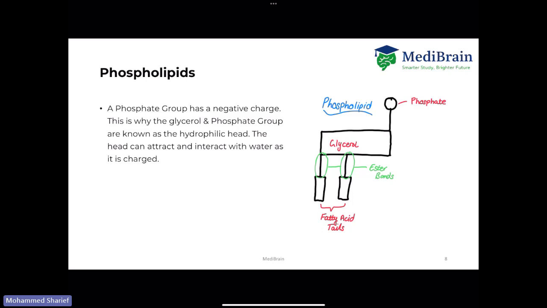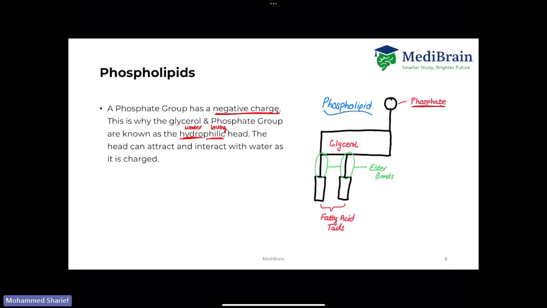Well, the phosphate group has a negative charge. Okay, it's not phosphorus, it's phosphate. And if it's phosphate, it's going to be charged. It has a negative charge. Okay, and that's why the glycerol and phosphate group are known as the hydrophilic head. Okay, now what does hydrophilic mean? Hydro means water. So we've got water there. And philic means basically like, so water loving. Okay, so the phosphate group is basically known as water loving. Okay, because it is charged, it can interact with the water.